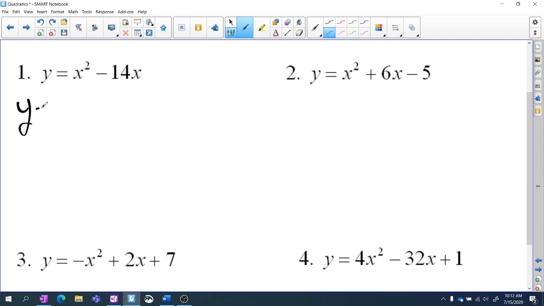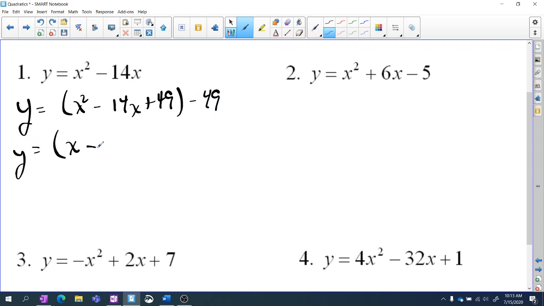Now, here are the solutions. So y would equal, this one's already got a 1 in front of the x squared, so we're good. Take half of 14, which would be 7, and square it. So I'm going to add 49, which means I got to take away 49 at the end because that 49 wasn't in the line above. Square root of the first, sign of the middle, square root of this one, all squared. The vertex is at 7, negative 49.